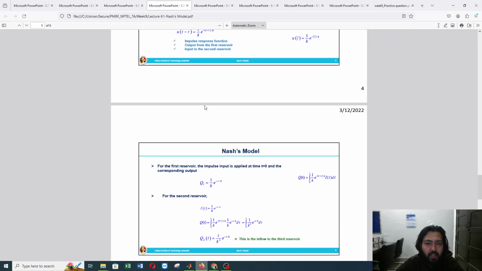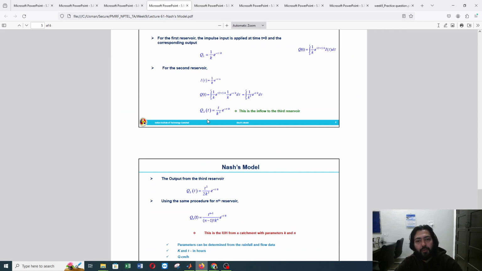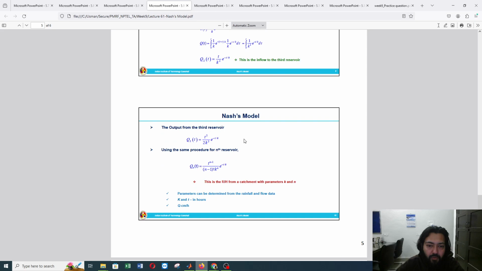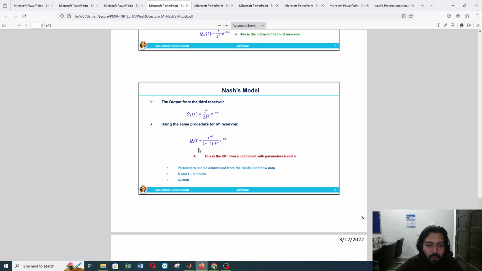Then we looked into the Nash model, and how the Nash model can be used to derive the instantaneous unit hydrograph, right? We have seen the derivation of this equation, which is the generalized form that can be used to derive the output, that is the runoff generated from the nth reservoir, right?